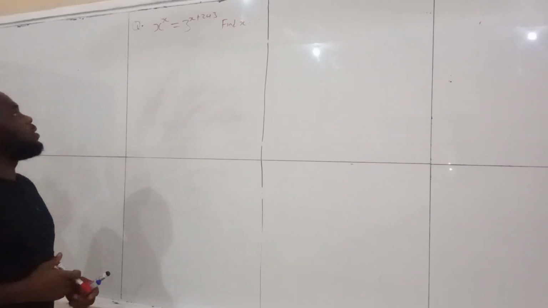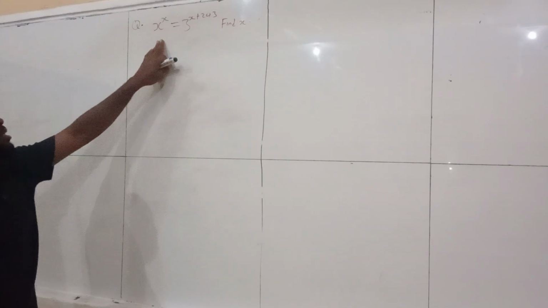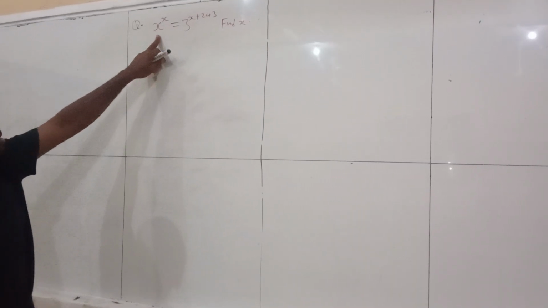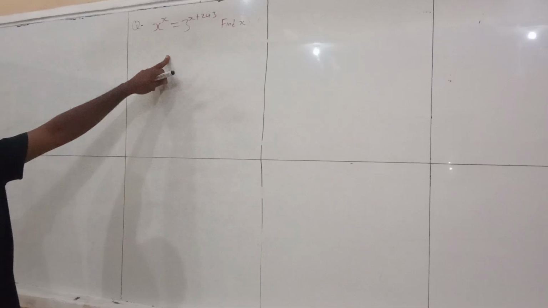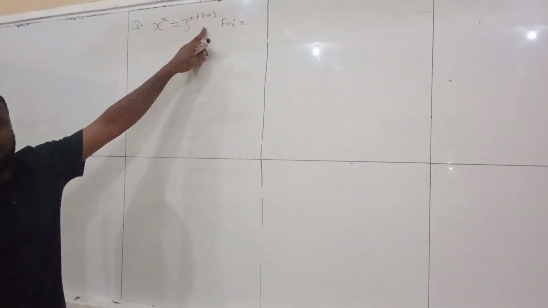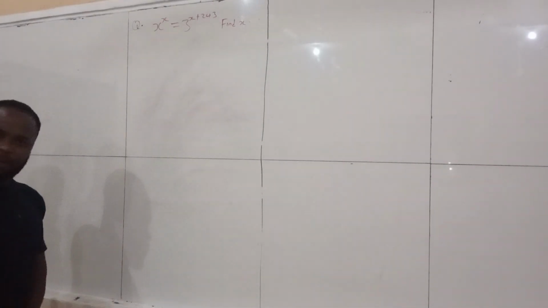So, in this video, we're going to solve for x in this exponential equation. We have that x raised to the power of x is equal to 3 raised to the power of x plus 243. So how can we solve this? Looking at this, is it solvable?